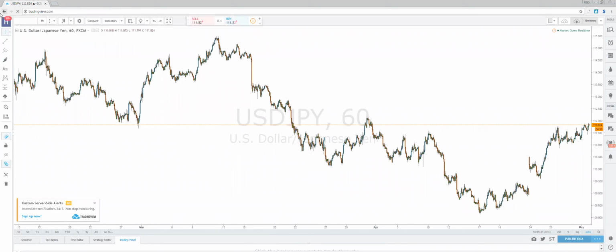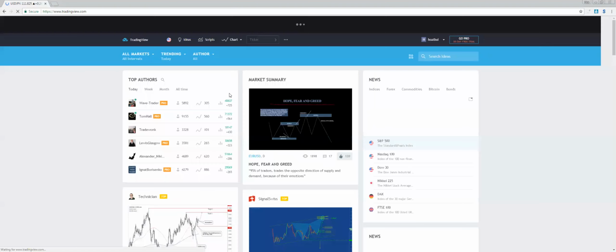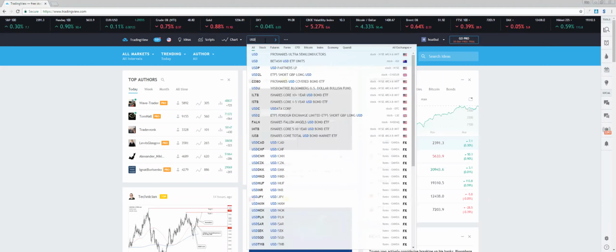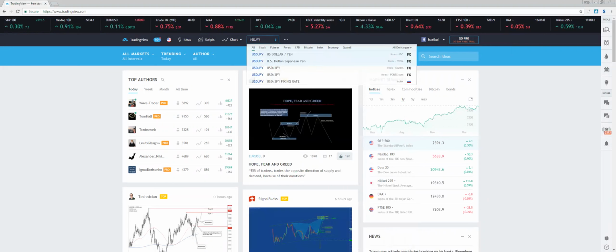So let me walk you guys through. This is what the homepage is going to look like. Go ahead, create an account. It's free. You don't need the pro account. Once you have an account, you're going to go here where it says ticker. This little search box says ticker, and here you can type in virtually any currency pair and it's going to pull it up. So I'm going to type in USD JPY, just like that.